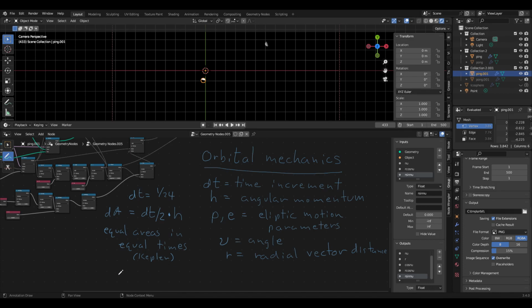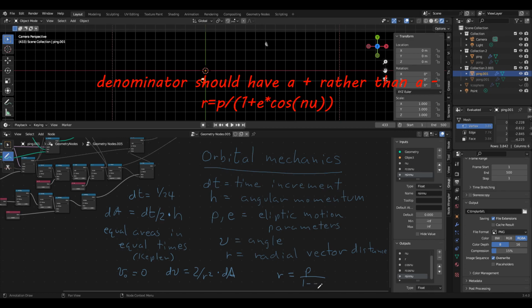So here I'm saying, okay, let's start with delta t. Let's make it 1 over 24, since we have 24 increments per second in Blender. And then the equations, again, you can look this up. dA equals dt over 2 times h, which is the angular momentum. And then equal areas are swept out in equal times. That goes back to Kepler. I'm assuming that angle is 0 at time equals 0.